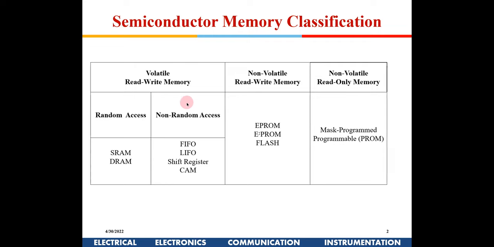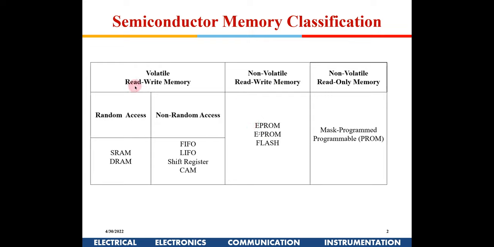The moment the power supply goes off, if you are removing the power supply or the VDD to that cell, to that memory, the data will no more be available. So that is known as volatile. Whereas non-volatile, even if the power supply is not there, the memory will still be retained.